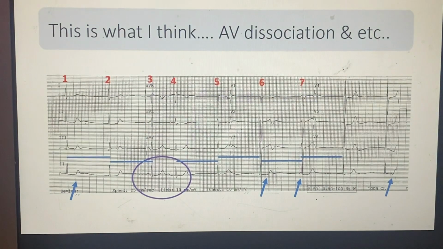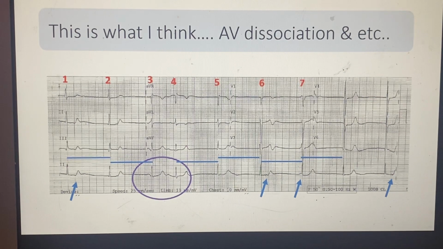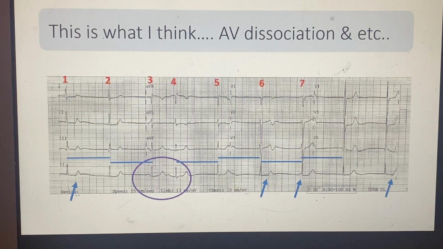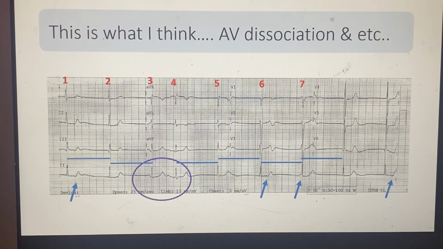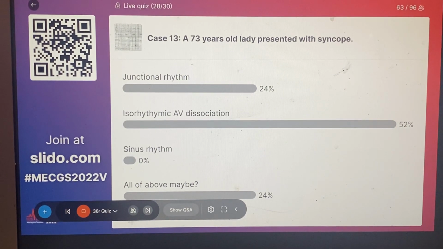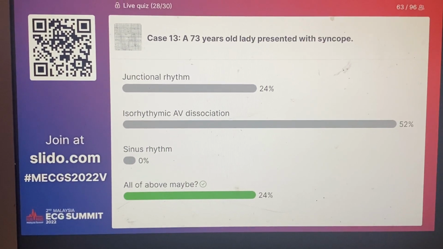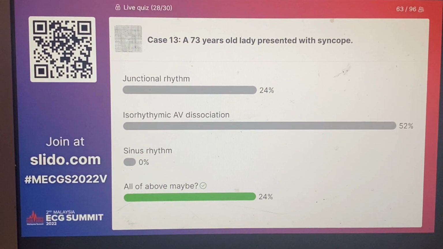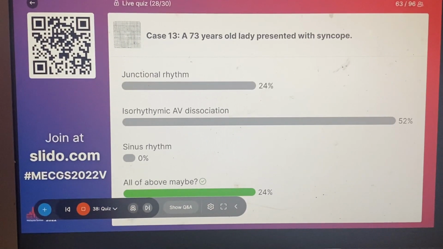Okay, so case number 13, I think I'm going to open to discussion because this is, again, one of my patients, and I'm still having a dilemma until now about what it is, to be honest. So I think we're going to shoot a poll. Can we shoot a poll? What does the audience think about this ECG? Okay, good. So if you look at the choices of answer, I put junctional rhythm, isorhythmic AV dissociation, sinus rhythm, or all of the above maybe. For me, I put all of the above maybe because I want everyone to get involved with this. Okay, back to the ECG.